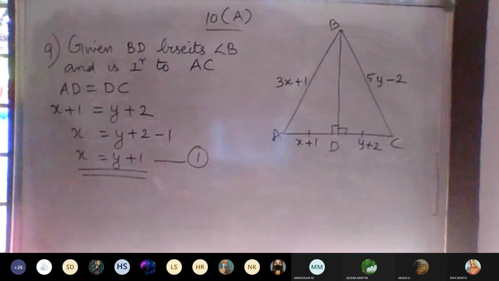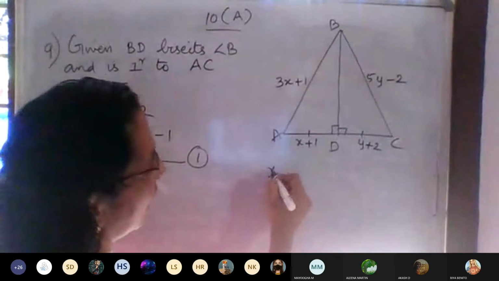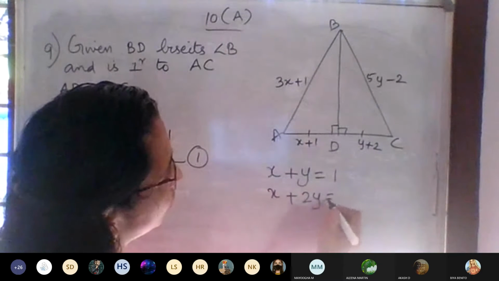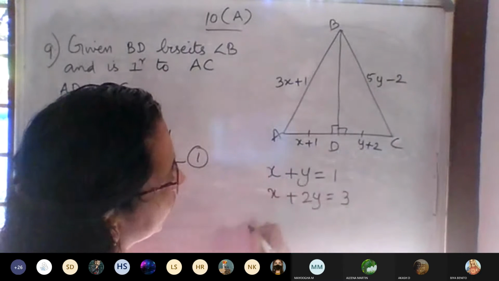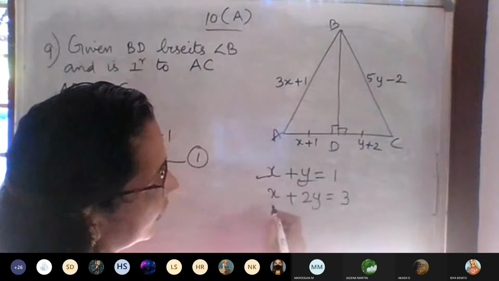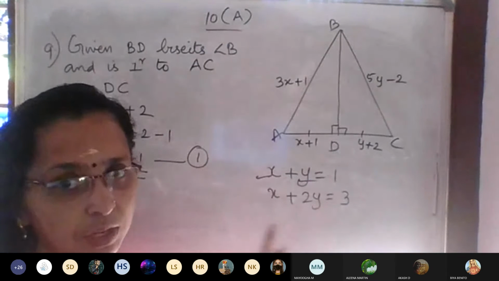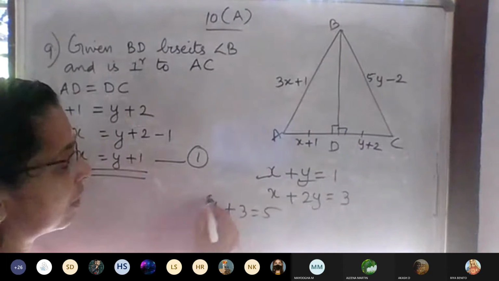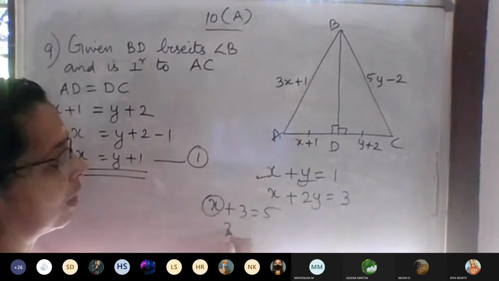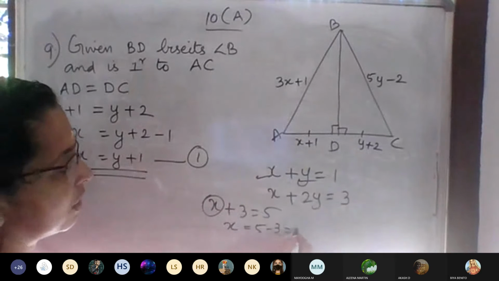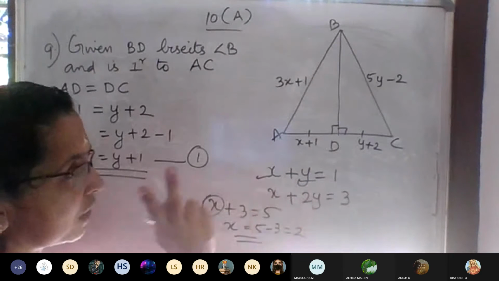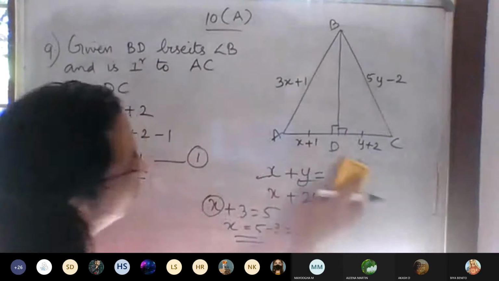Chapter 6, simultaneous equations. If two unknowns are there, we should have what? Two equations. Two unknowns, that is two variables, we need two equations. Suppose x plus 3 is equal to 5, that means one unknown, one equation. 5 minus 3 is equal to 2, X value we got 2. If two variables are there, we need two equations. Then only we can solve.